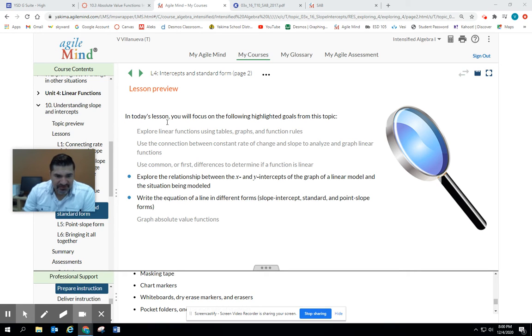Okay, at the top it says, in today's lesson, you will focus on the following highlighted goals from this topic. So these are our main two objectives here. It says, explore the relationship between the x and y intercepts of the graph of a linear model and the situation being modeled. The second objective is write the equation of a line in different forms: slope-intercept, standard, and point-slope forms. Okay, so let's go ahead and move on to our opener.